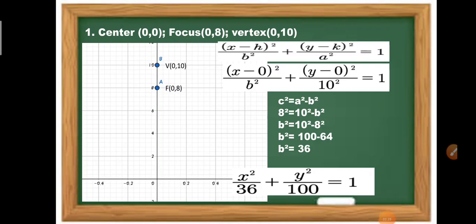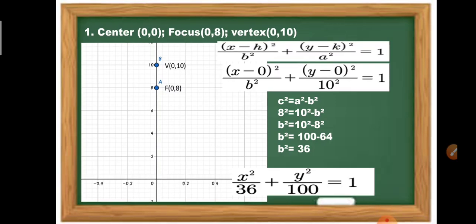So the equation of the ellipse given the center at the origin, focus at (0, 8), vertex at (0, 10) is x squared over 36 plus y squared over 100 equals 1. So let's proceed to number 2.